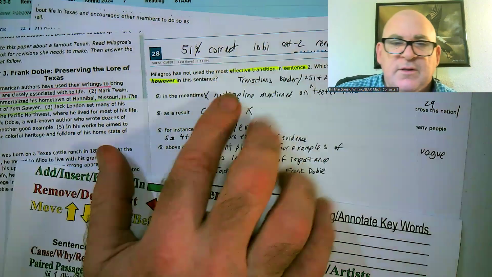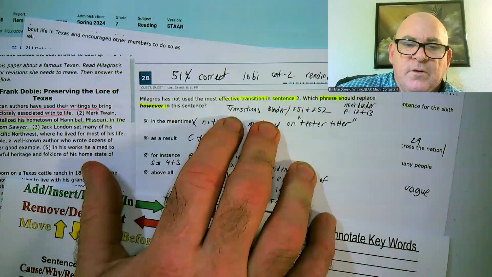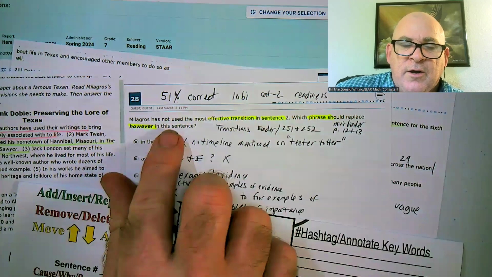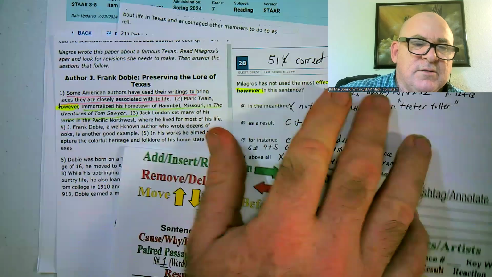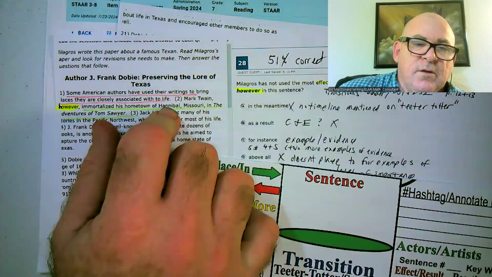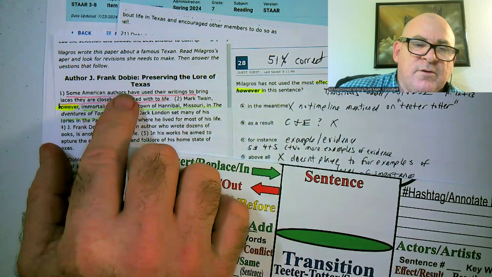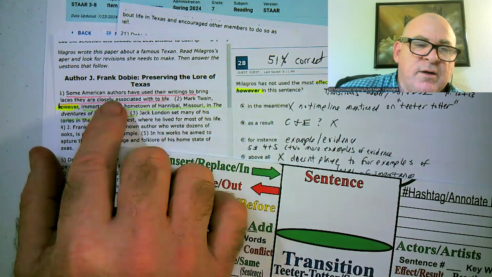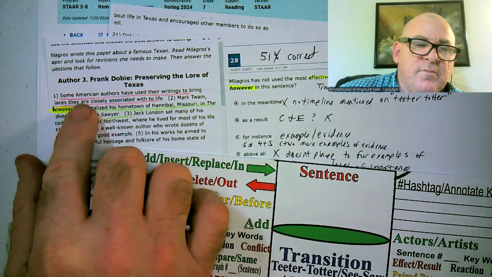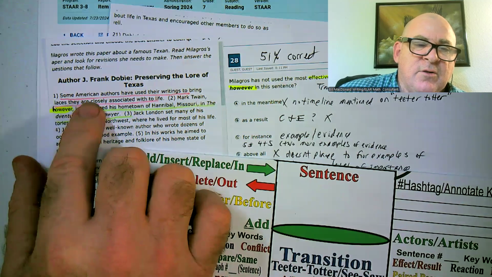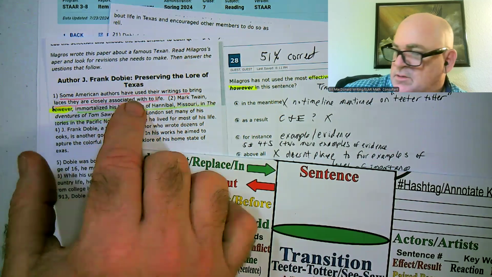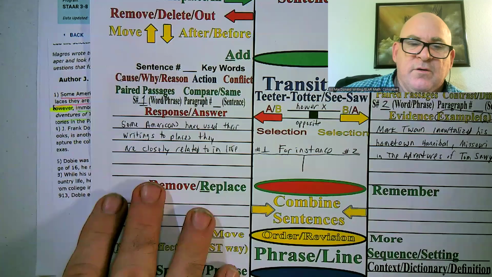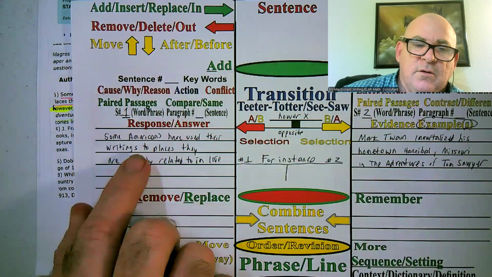All right, so let's look and see. How do you replace however? Well, let's look and see. Let me rewind. Some American authors have used their writing to bring places they are closely associated with to life. That's a great topic sentence. So there it is, sentence one.